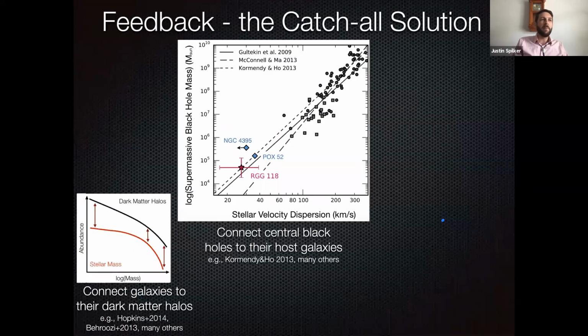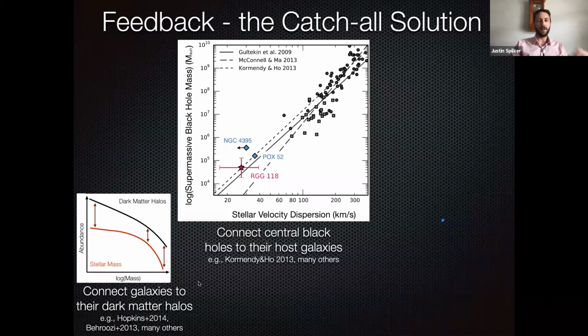We also know that feedback is one way that you can connect the supermassive black holes that live at the center of galaxies to the galaxies that they live in. This is the famous M-sigma relation, where we find a strong correlation between the stellar velocity dispersion, or between the mass of stars in the bulge, and the black hole mass at the center of those galaxies.